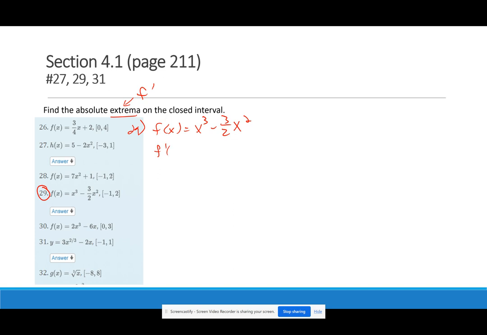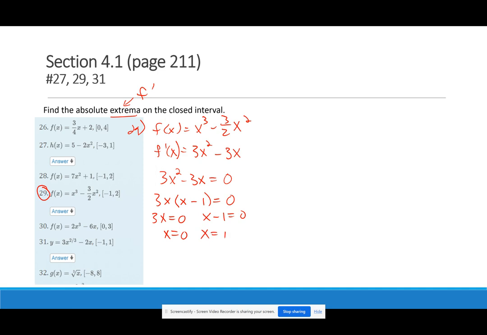Okay, so the first derivative would be 3x squared, minus 2 would come down, that would give you minus 3x. All right, and the extrema are going to be where that first derivative equals 0. So I'm going to factor out a 3x, because when it's in factored form, I can then see that there's going to be two spots. One of them is going to be when x is 0, and one is going to be where x is 1.